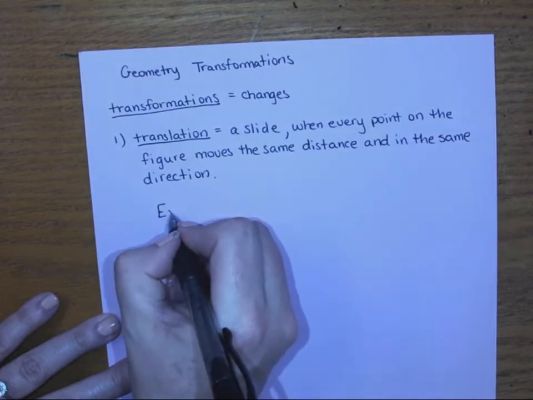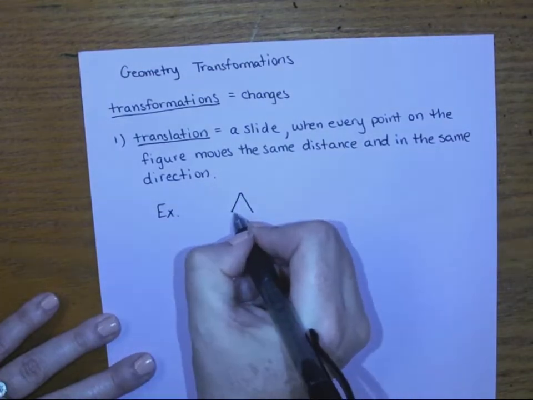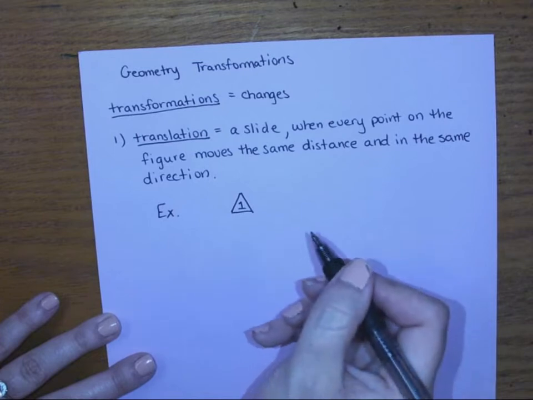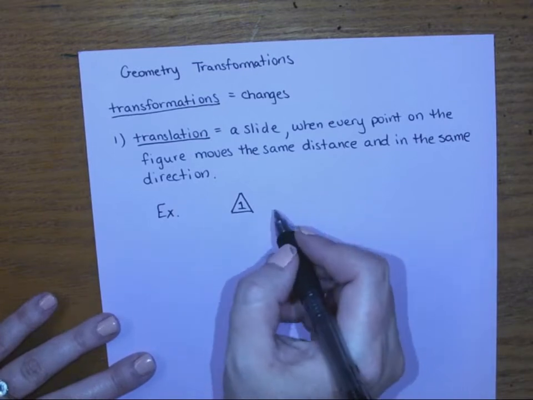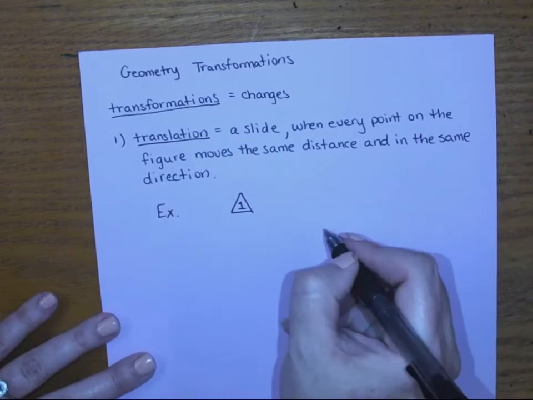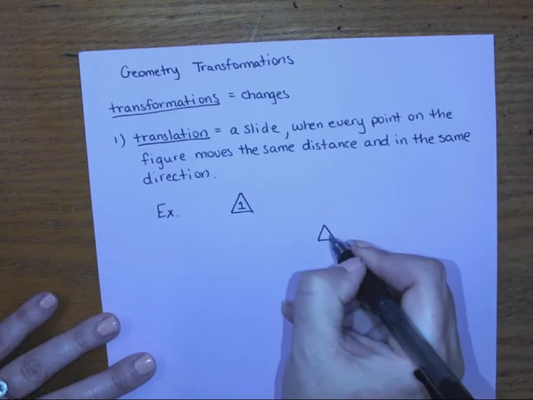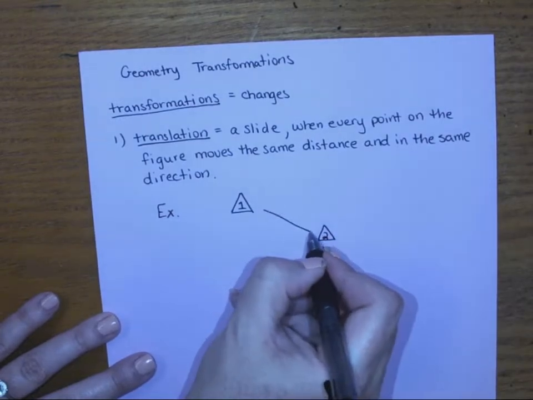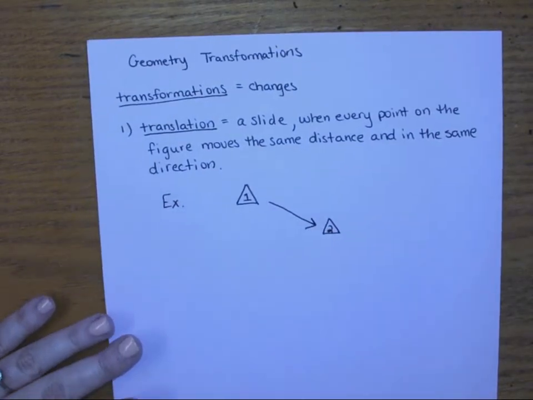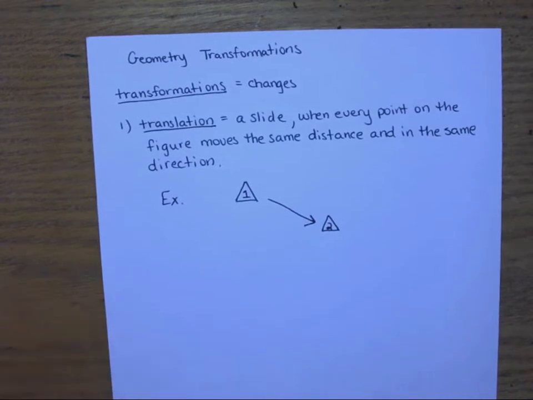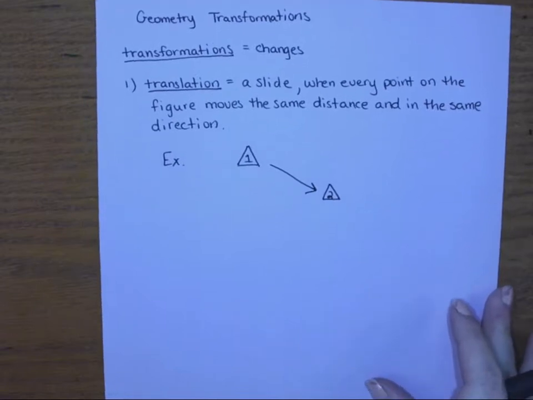So an example might be if you started off with, let's say, a triangle, and let's say that you slid it right and down. Okay, so notice the figure did not get flipped over. It stayed the same shape, it stayed the same orientation or the same direction. All we did was slide it.